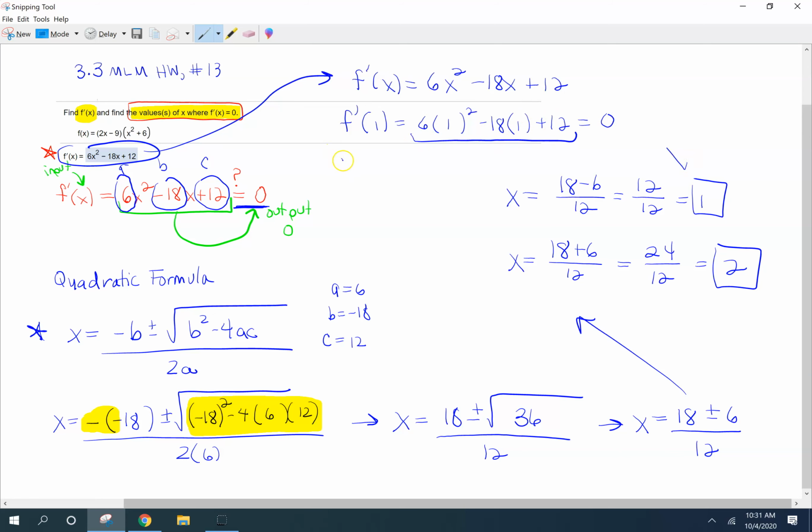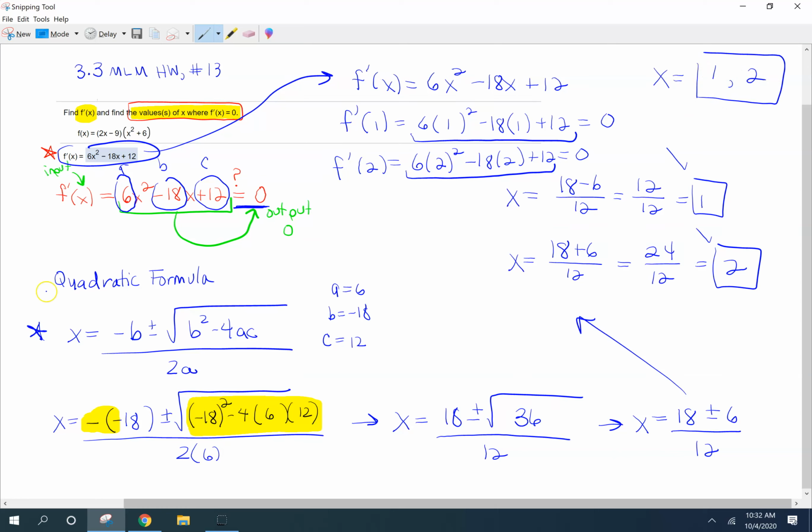So that one works. And then now I'll input 2 into the derivative. So that would give me 6 times 2 squared minus 18 times 2 plus 12. And again, when I type all of that rule into my calculator, I get a 0. So they both work. So the two values of x that make the derivative 0 are 1 and 2, positive 1 and positive 2. I believe MyMathLab has you type those in, separating them with a comma. So I would type 1, then put a comma, and then a 2.